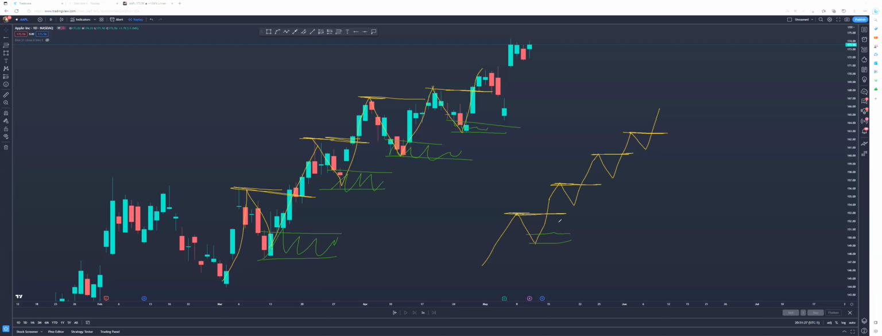When we have that break of structure right here, when we break the high, this becomes our new order block. Pull back, break this high, new order block. Push up, pull back, break the high. There we go. Push up, pull back, break the high. There we go. And then if we come back to the zone, take calls.